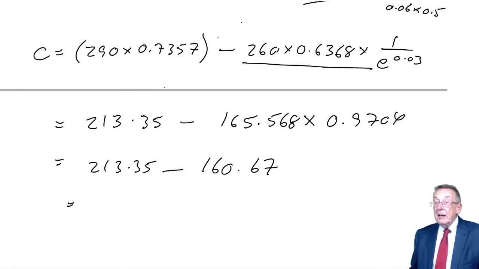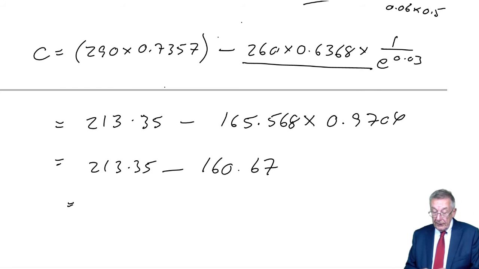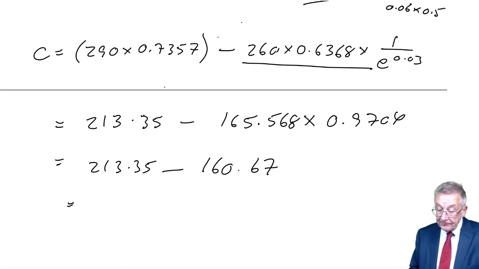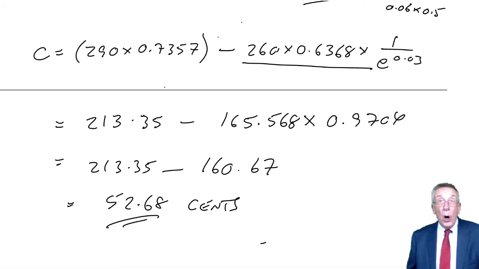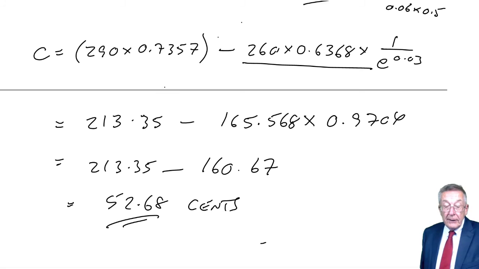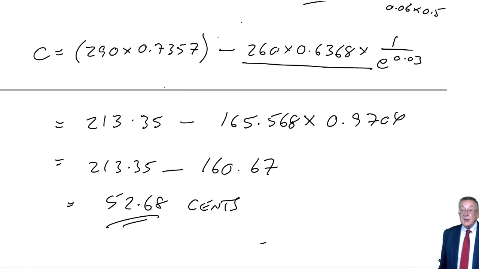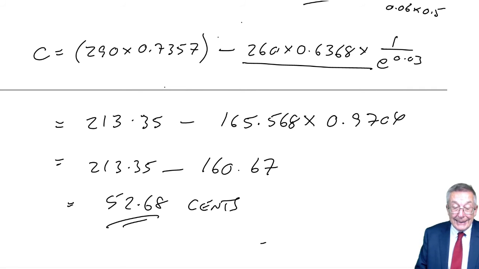160.67 finally gives me the value of a call option, 213.35 minus 160.67, 52.68 cents. Remember, I did the whole thing in cents from the beginning. And so if we wanted an option to buy, the right to buy these shares at 260 in 6 months' time, we'd have to pay 52.68.